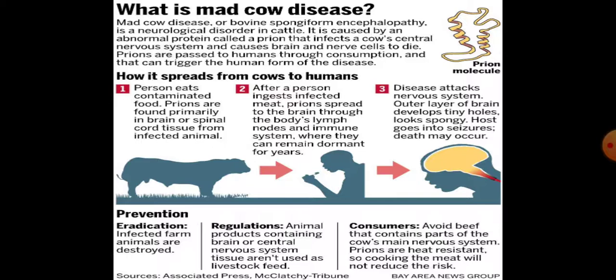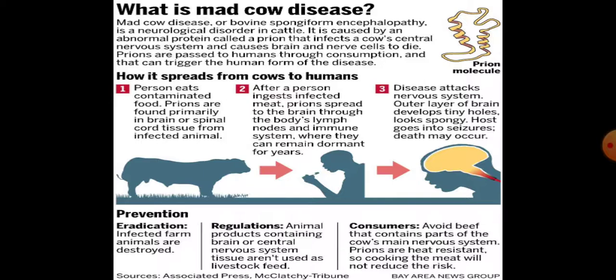As you can see in this slide, it's a neurological disorder caused by an abnormal protein called a prion. It affects the central nervous system and causes brain and nerve cells to die. Prions are passed to humans through consumption of the brain of an infected cattle, and it can trigger the human form of the disease. This is how it spreads from cows to humans.